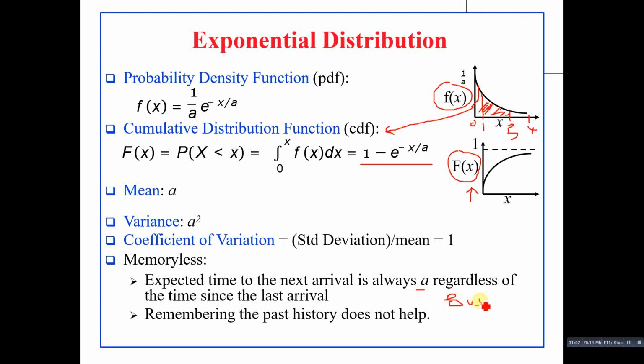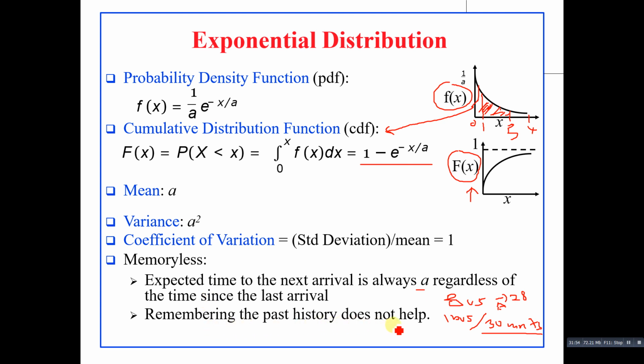So one bus per 30 minutes. Let's say you arrive at time 28. Regardless of whenever you arrive, either at time 28 or time 1, you still have to wait 30 minutes. This is the memoryless property. Remembering the past history does not help.